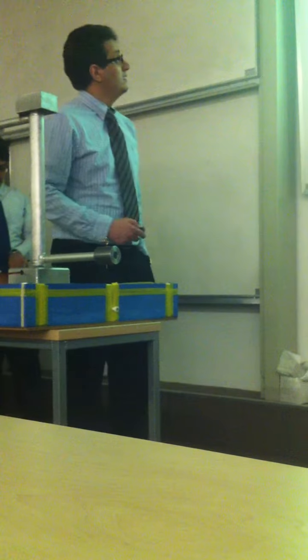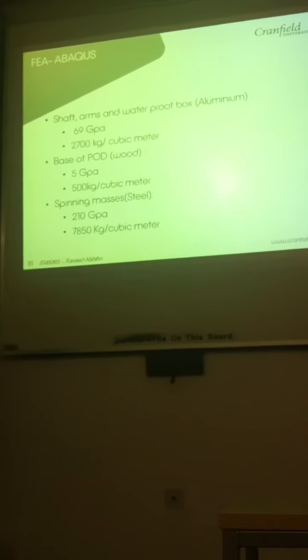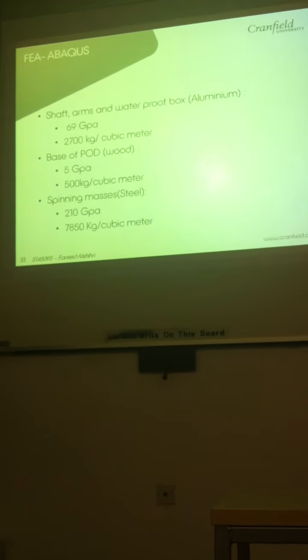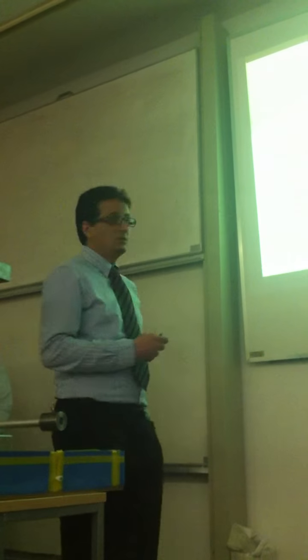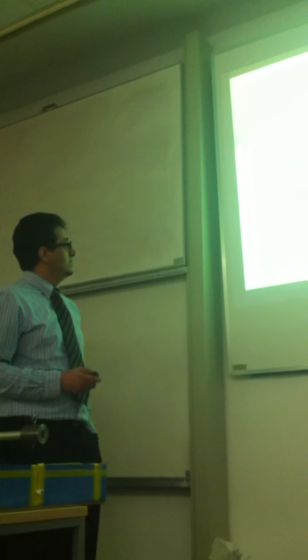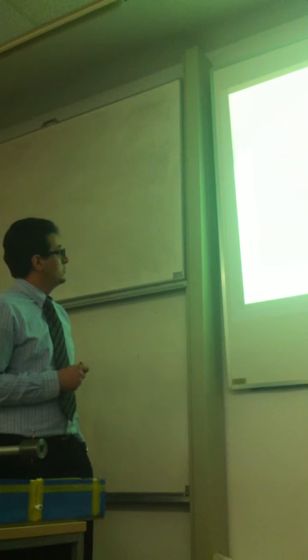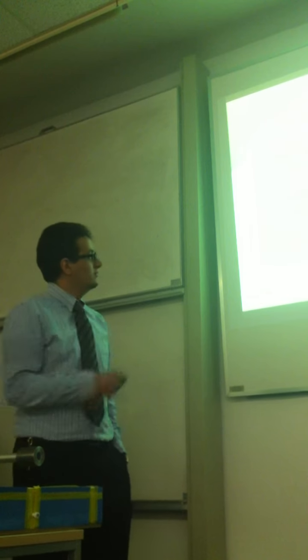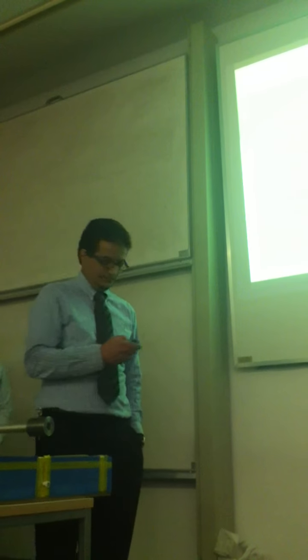Thank you, Akhil. I am Farid Alshihri. Good afternoon, everybody. I'm going to speak about the final movement analysis for our model. First of all, when the CAD file has been imported into Abaqus, the following material has been assigned: aluminum for the shaft, arms and waterproof box, wood for the pod, and steel for the spinning masses. And we assigned the elasticity properties and density for every material.